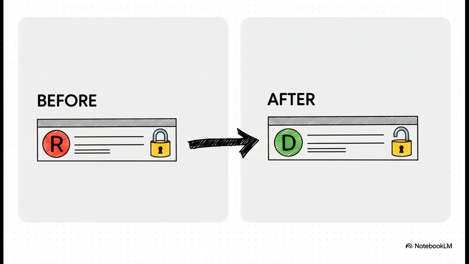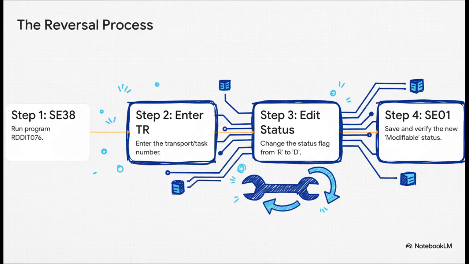So here's what's really going on. We are simply changing a flag in the system tables. That's it. We're taking the status from R for released, and we're changing it to D for modifiable. It really is that straightforward. Here's the whole process at a glance. It is just 4 simple steps.